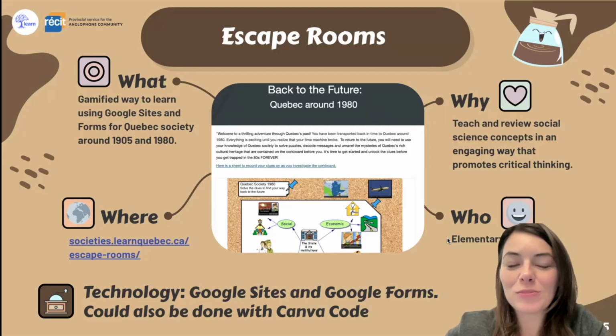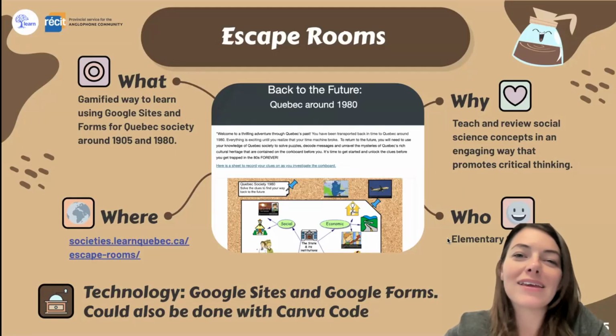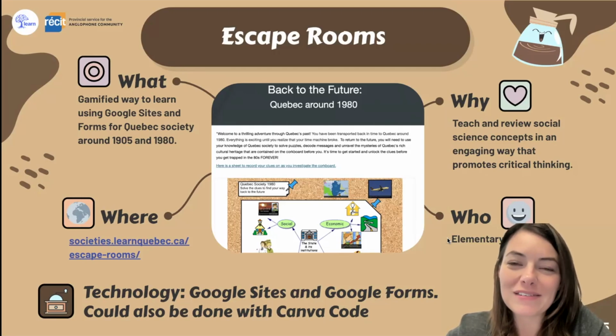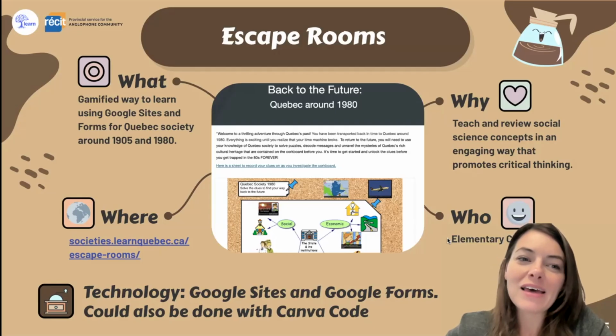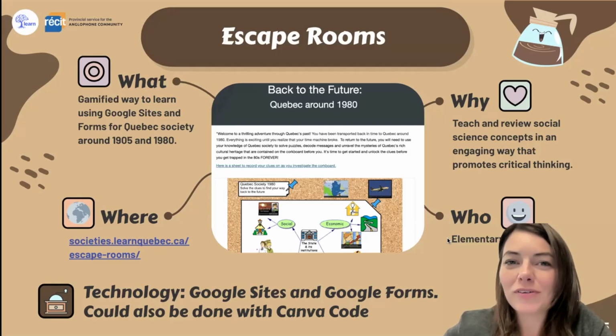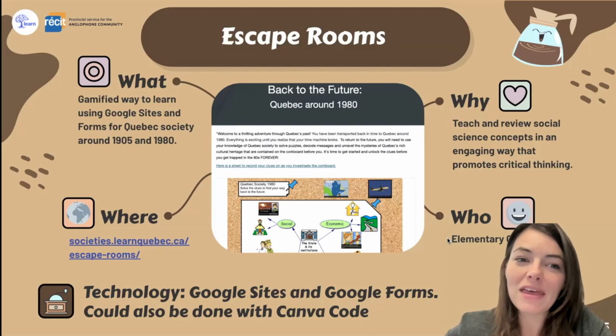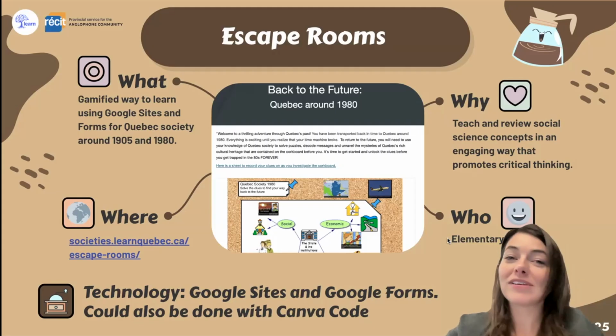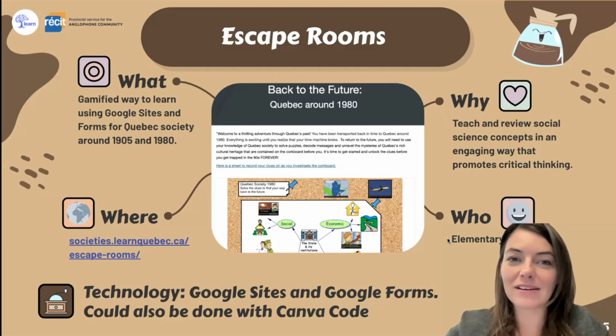So today I'm going to present to you some escape rooms. These were done for elementary cycle 3 students, so students in grade 5 and grade 6. And they are just an amazing way to review social science concepts in a bit of a gamified way that really encourages students to build their critical thinking skills in a new way. These escape rooms were created using Google Sites and Google Forms. So I'm going to show you now how to navigate to those on our Societies and Territories website.